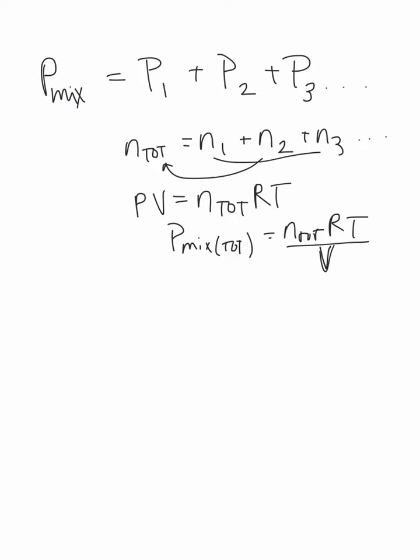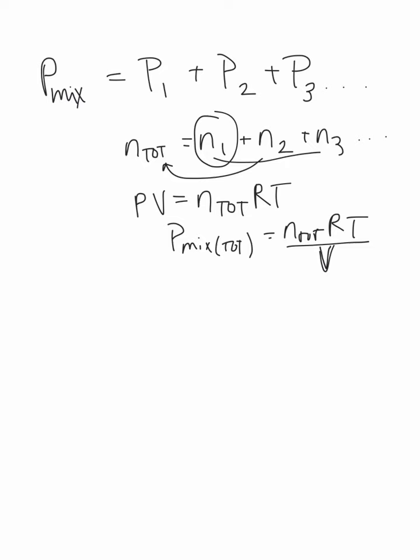So now that we've solved for our P mix, let's say we want to solve for the partial pressure of our individual gas, of the partial pressure of gas 1. How could we go about solving that? So if we know the number of moles contained in gas 1, we can use this to solve for the partial pressure of gas 1.